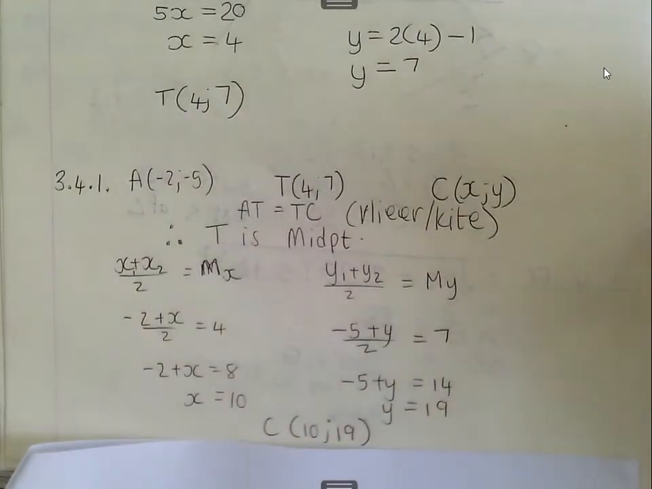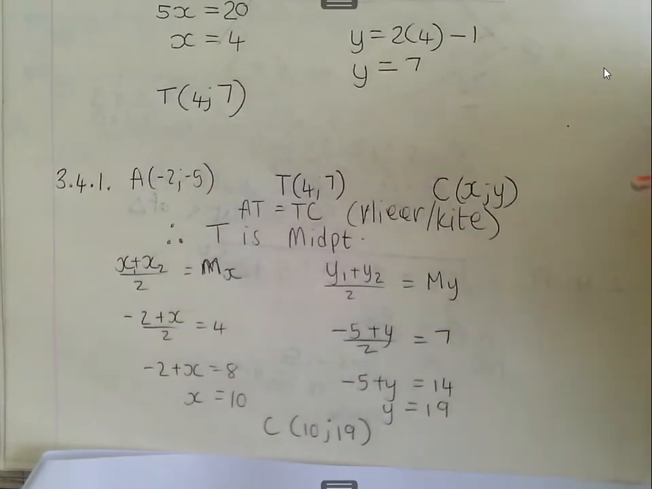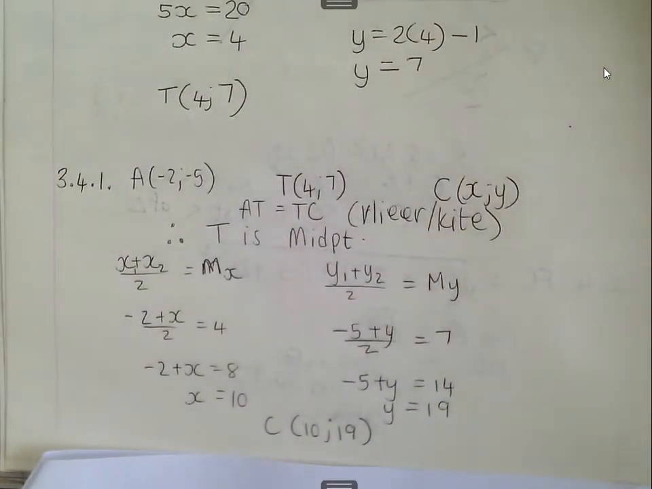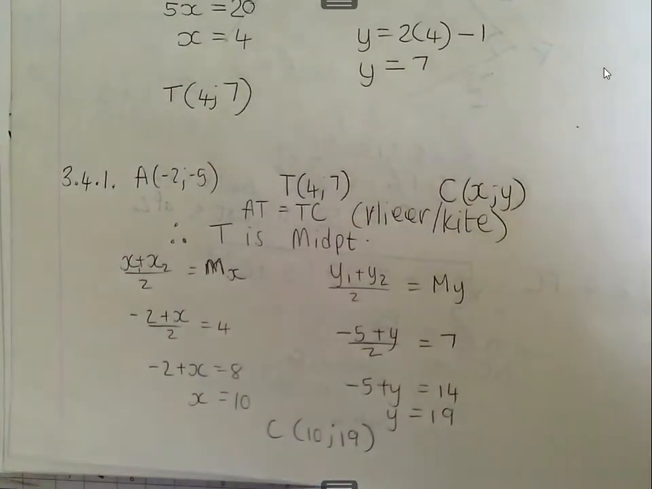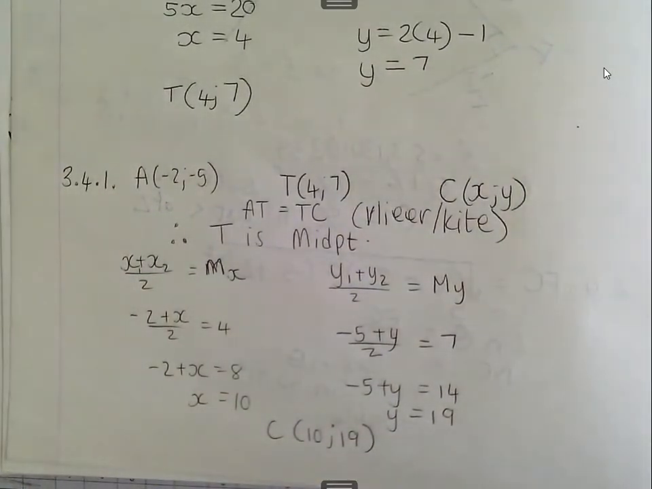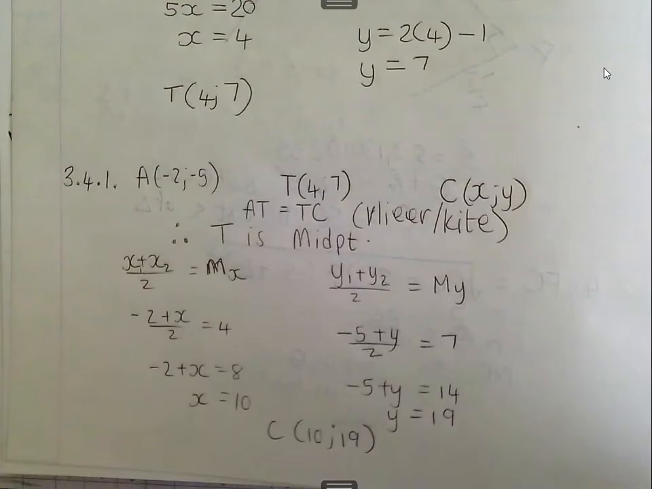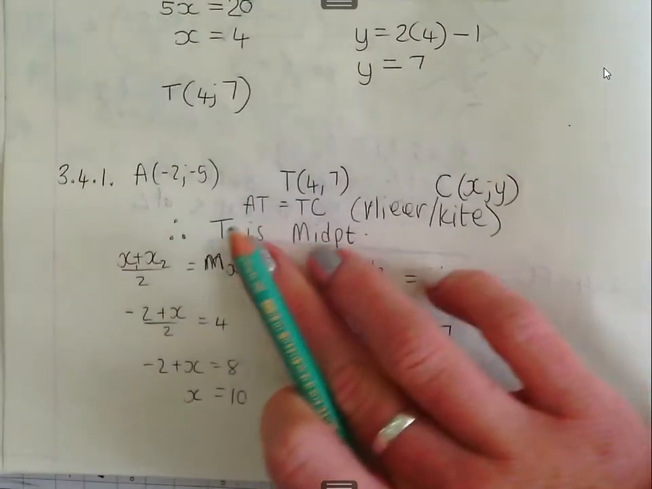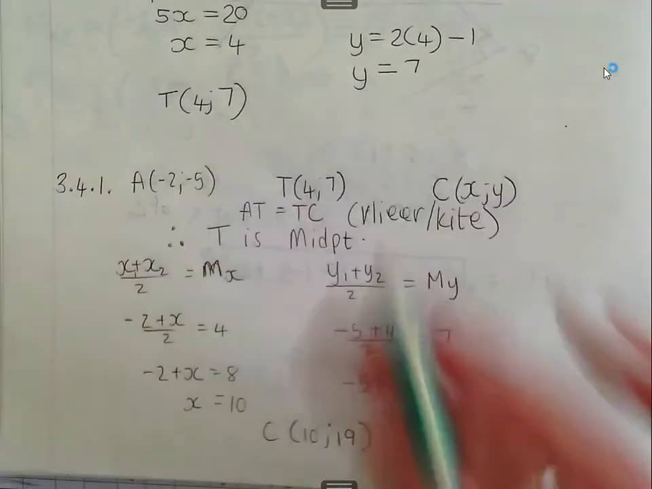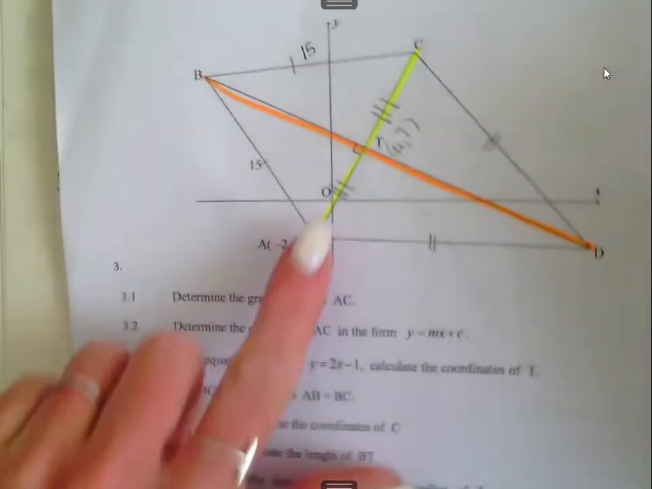Now, I said that I would teach you a shortcut when it comes to the midpoint. Now let me show you. You can just use the shortcut without any calculation. You're just going to have to say that T is the midpoint because it's a kite, and then you can write the coordinate. Now look at this.